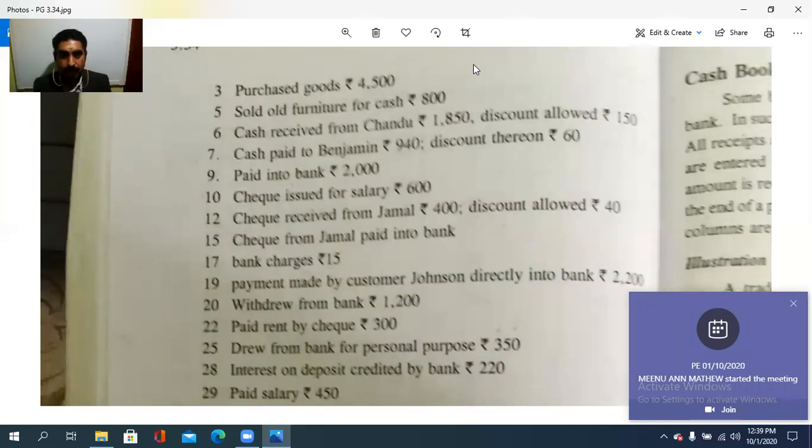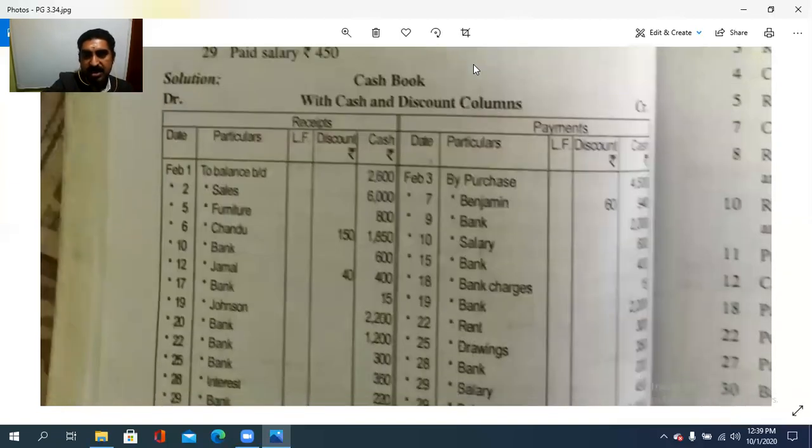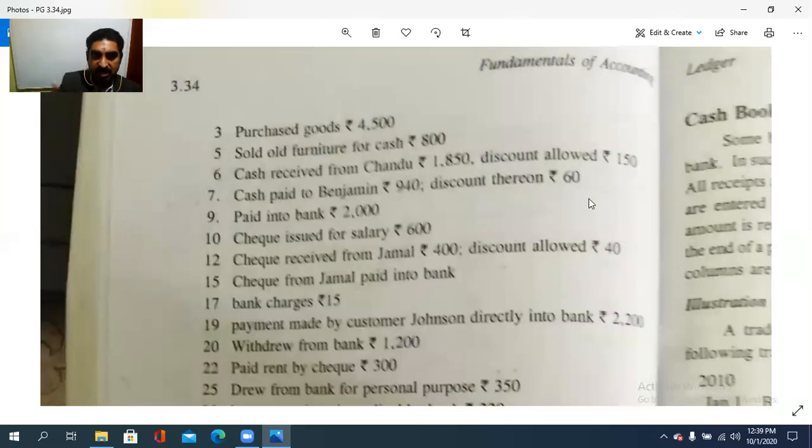Then cash paid to Benjamin 940 and discount thereon. That is its discount. So cash was given to Benjamin, isn't it? So cash paid to Benjamin. So Benjamin debtor to cash, isn't it? So cash account credit side, by Benjamin, then by discount received. See, it is like this. By Benjamin, 60 is the discount received. No need to put discount received in the entry. By Benjamin only need to put, isn't it? By Benjamin in this way. See, look here. 60 is the discount received and 940 is the cash paid. Then paid into bank.